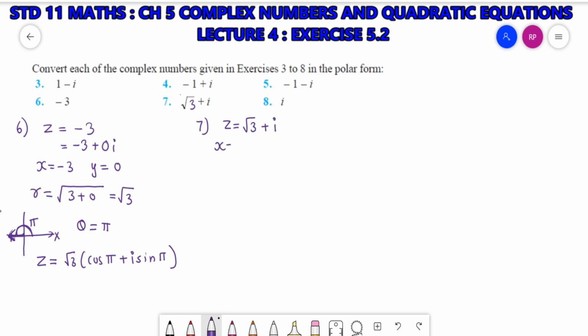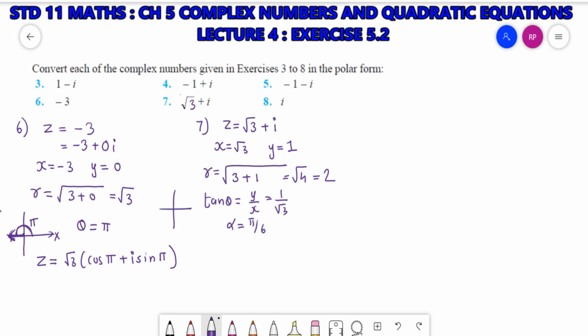So x is equal to root 3 and y is equal to 1. So modulus, under root of x square plus y square, that is root 3 square, 3, plus 1 square, 1, that is root 4 and that is equal to 2. Now tan theta is equal to y by x, that is 1 by root 3. So the value of tan is 1 by root 3 at pi by 6, 30 degrees, right?